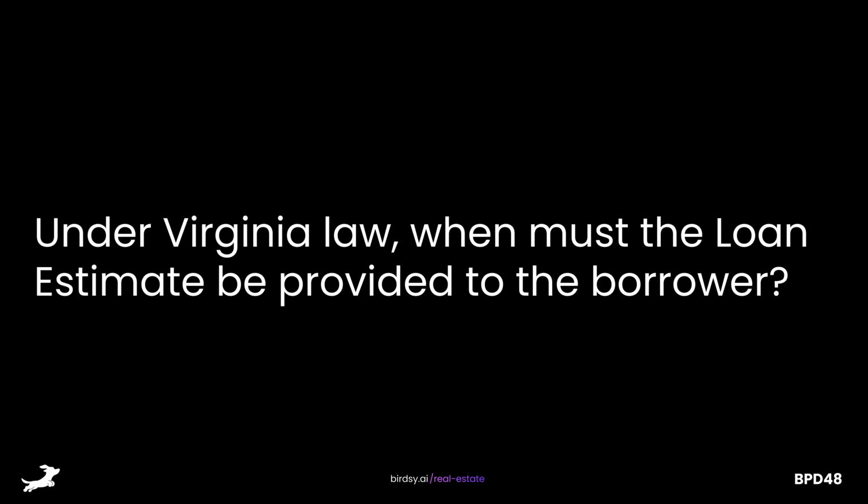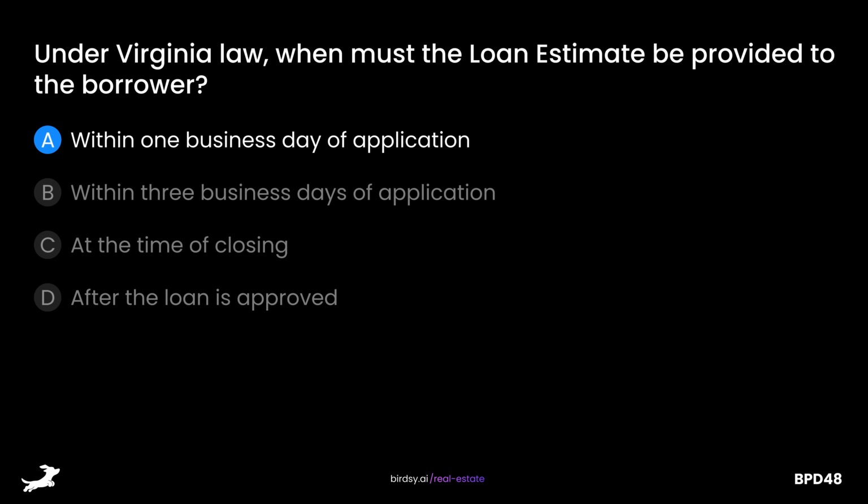Under Virginia law, when must the loan estimate be provided to the borrower? Is it A, within 1 business day of application? B, within 3 business days of application? C, at the time of closing? Or D, after the loan is approved? The answer is B, within 3 business days of application.